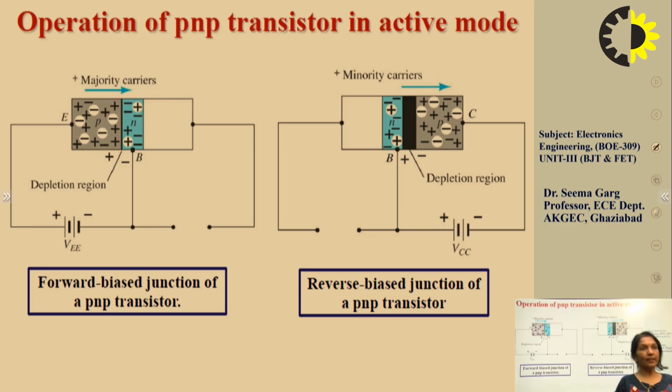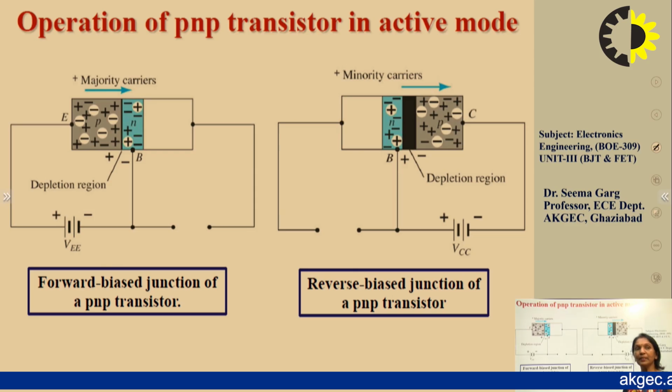In the second figure, the emitter base junction has been open circuited, meaning no biasing has been applied, but the collector base junction has been reverse biased, because the collector terminal is P type. In order to make it reverse biased, we have connected the negative terminal of VCC to the collector and the positive terminal to the base. This makes the collector base junction reverse biased.